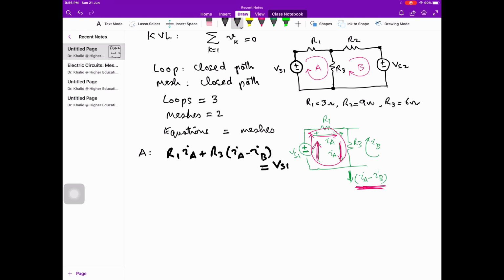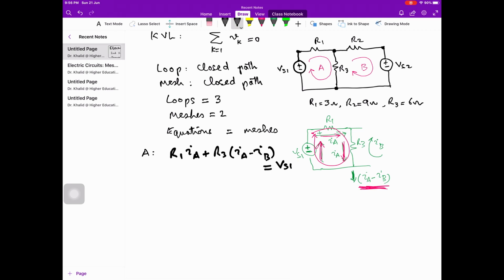We can rewrite this equation by combining IA terms. So we have R1, we have R3 times IA, and only one IB term. So this is minus R3 IB, and the right hand side is VS1. This is our equation 1.